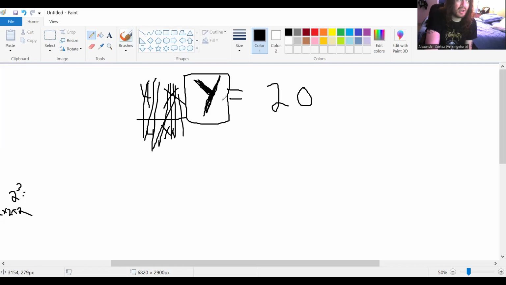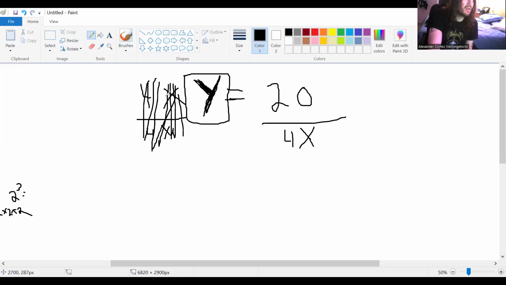It leaves this y by itself, right? But the most important thing to remember in this is that what you do on one side of the equal sign, you have to do on the other. Right? So you're going to do the same thing. 4x. I'm going to divide by 4.